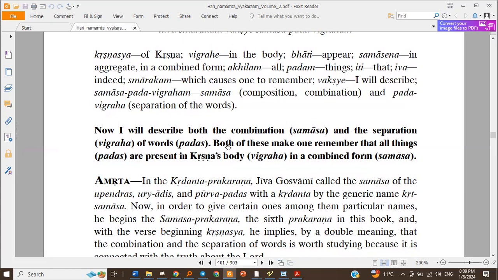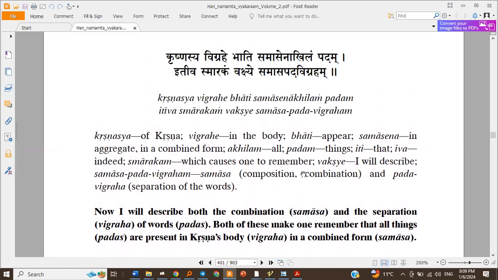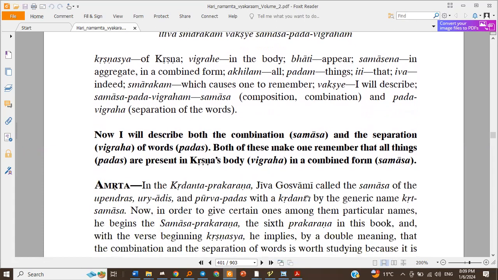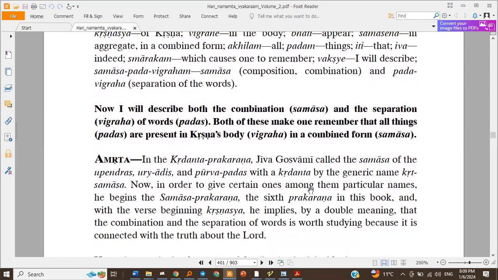This second line is actually talking of Krishna's Vigraha, how everything is in Krishna's Vigraha.